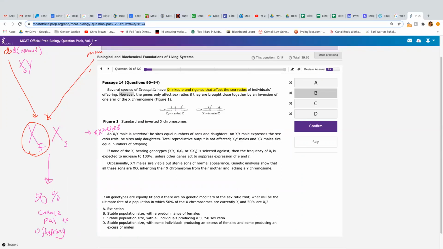Now, on the other hand, if we come here to mom, she must have the disease if the daughter has it and the dad does not express any phenotype. So with that brief detour, let's get back to the passage.